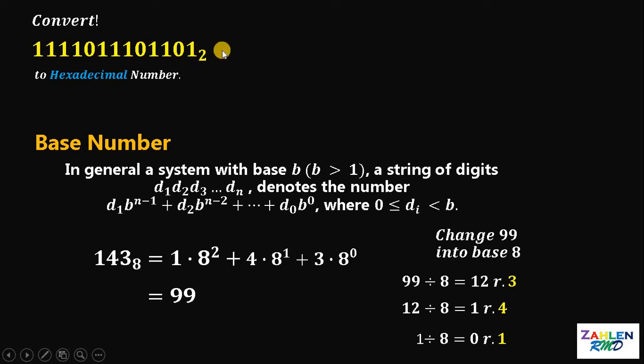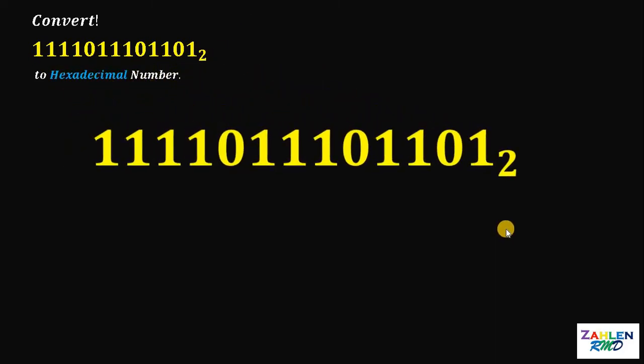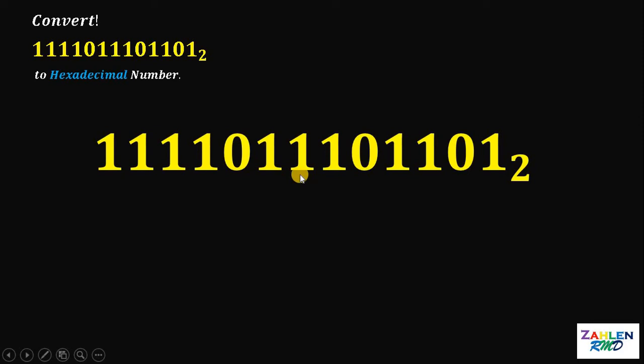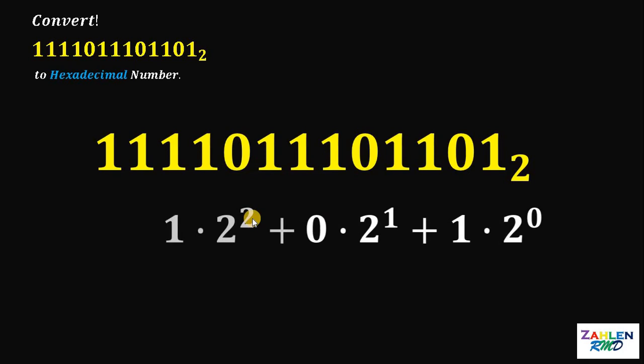Alright? So now, let's take our given number. So we have 1111011101101. This is in base 2. Now the question is, how can we rewrite this number into base 10 or in decimal? Let's start with the rightmost digit. So this 1 is just 1 times 2 raised to 0. This 0 is just 0 times 2 raised to 1. The next one is just 1 times 2 raised to 2, and so on and so forth.